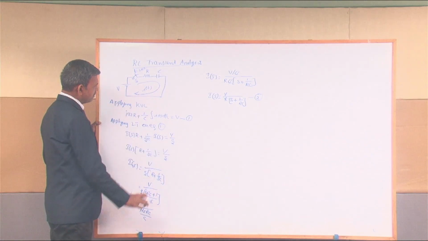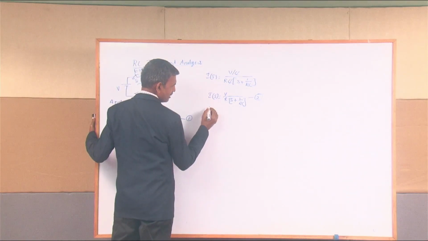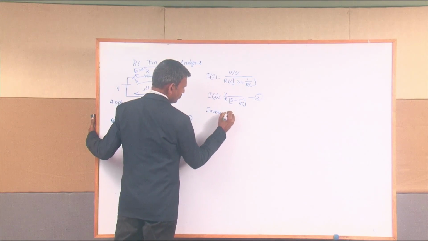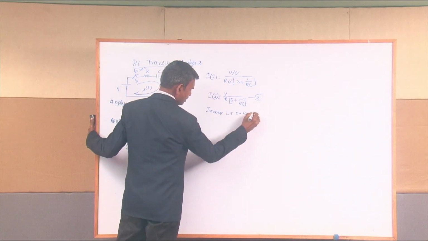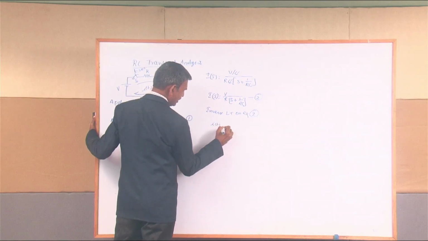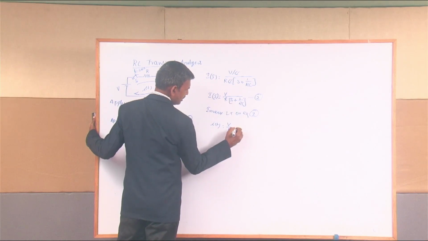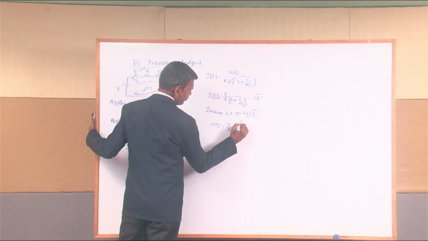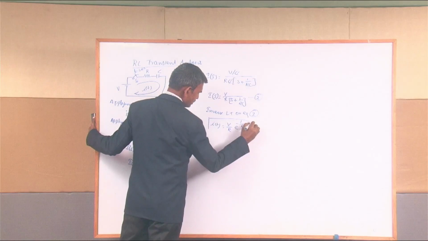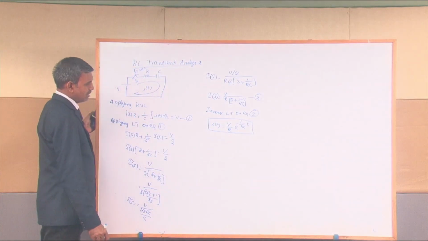Our ultimate aim is to find I of t. For that purpose, we take the inverse Laplace transform on equation number 2. So, I of s will be converted into I of t: V by R into e to the power minus 1 by RC into t. This is the transient current equation for the RC series circuit.